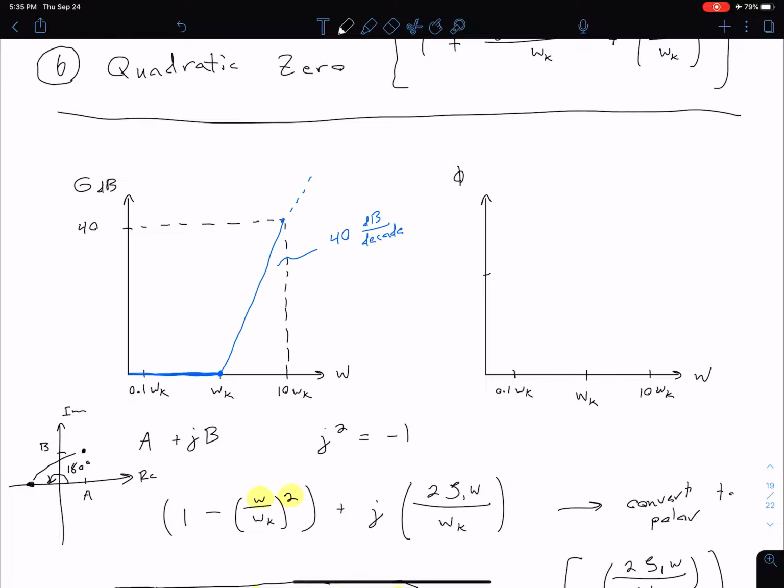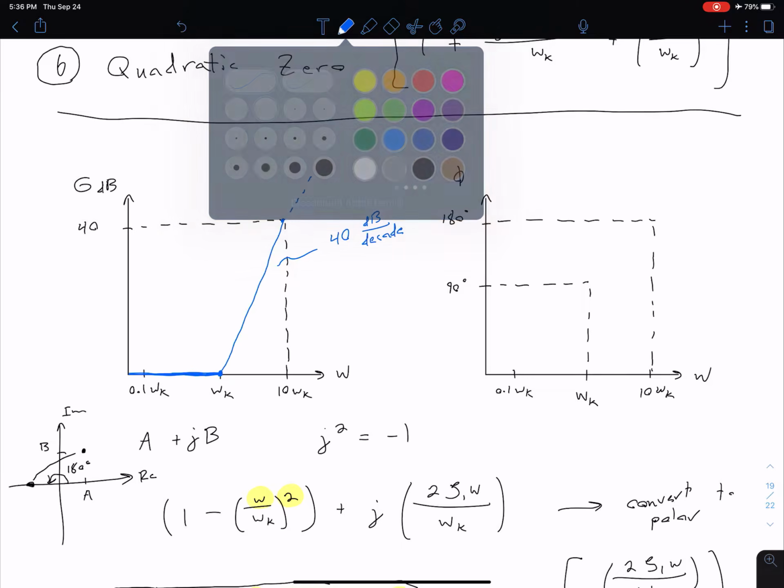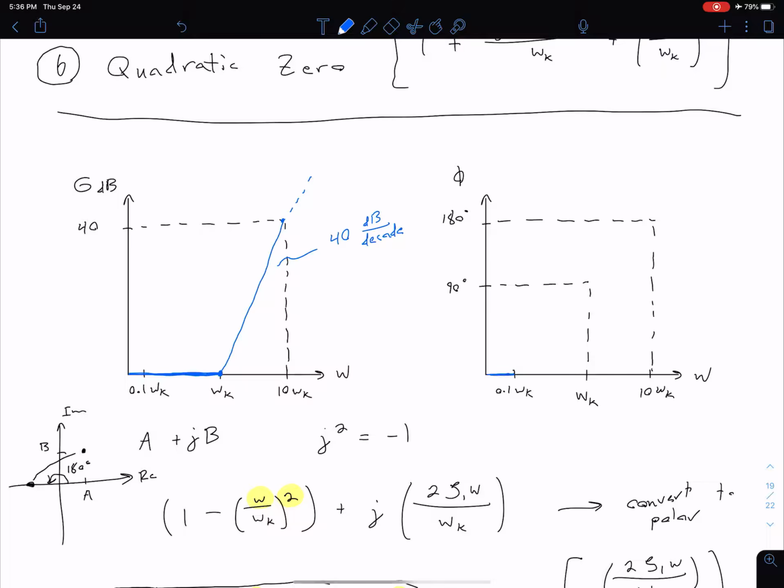Our key phases now are going to be 90 and 180. So 90 degrees and 180 degrees. We're saying it's going to be 90 degrees at that corner frequency and 180 degrees a decade above that. Just like with our simple zero, if it's below 1/10 of our corner frequency, our phase is 0. At the corner frequency, the phase is 90. And for 10 times the corner frequency and above, the phase is going to be 180 degrees.